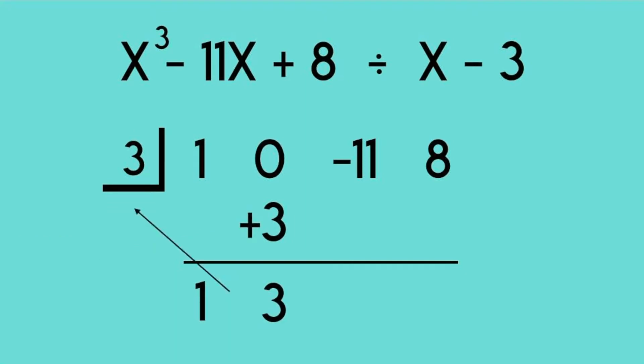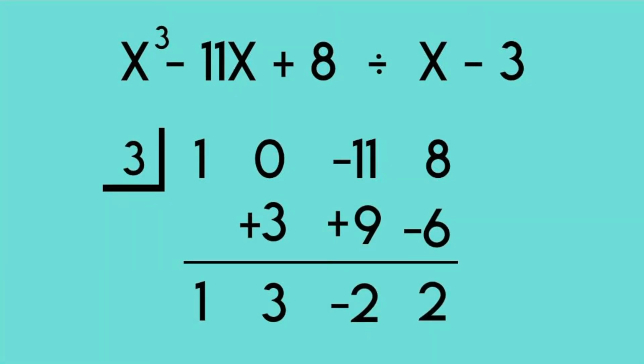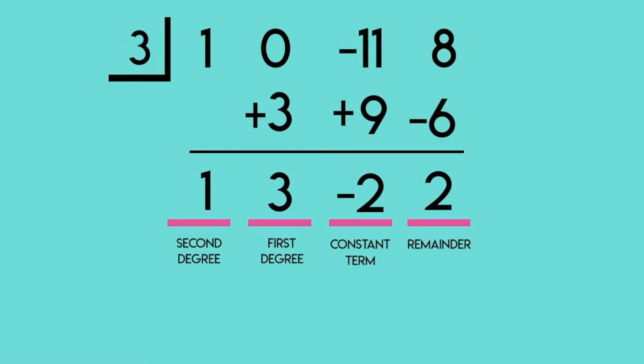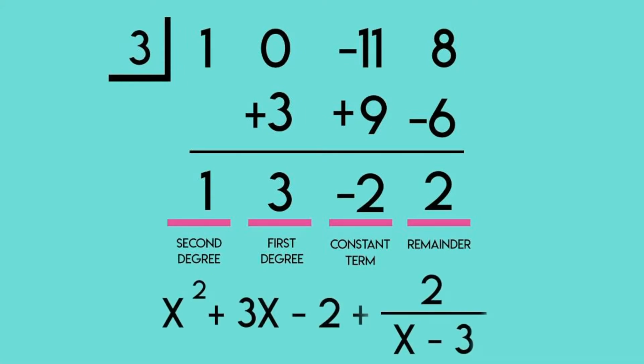Step 6. Repeat steps 4 to 5 until you have solved for the last number on the third line. Step 7. When you have your answer, the rightmost number is your remainder, and the one before it is your constant term, and the numbers before your constant term increase in degree. In conclusion, our answer will be x squared plus 3x minus 2 plus 2 over x minus 3.